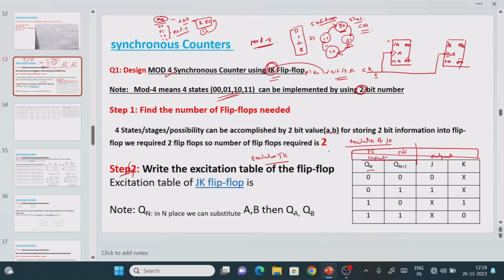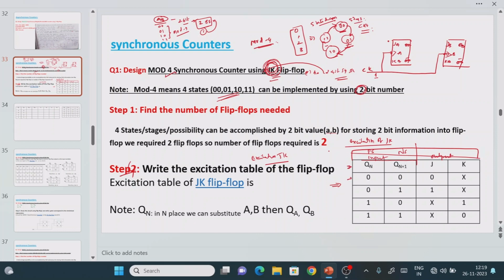What is the input value? Qn and Qn plus 1. How many possibilities will we be getting? 00, 01, 10, 11, right? So what is the excitation table for the JK flip-flop? 0, 1, cross, cross. Then again, writing the reverse, cross, cross, 1, 0 is the excitation table for the JK flip-flop. If you don't know how to find the excitation table, go through my previous classes, where I have explained how to find the excitation table for each and every flip-flop. So step 4 is that we need to find out the excitation table for the given flip-flop, which in this case is the JK flip-flop.